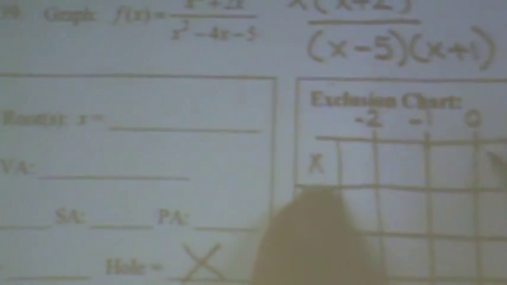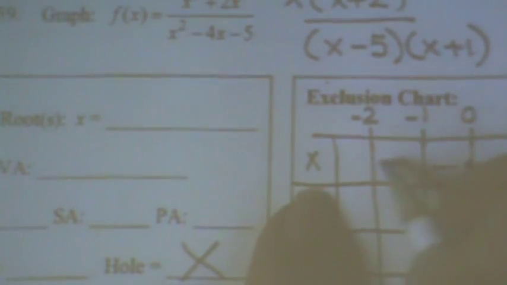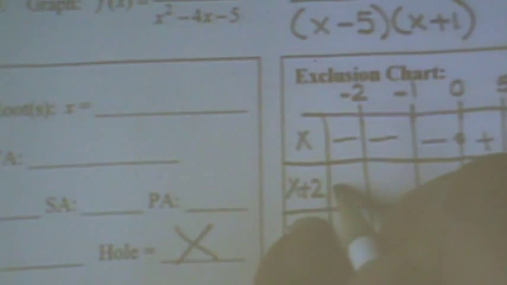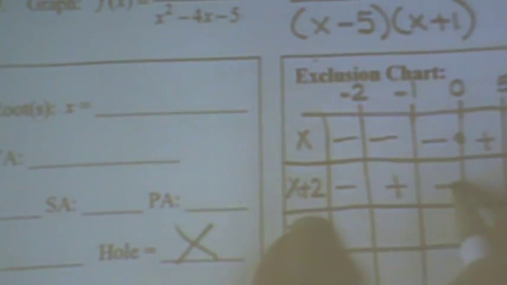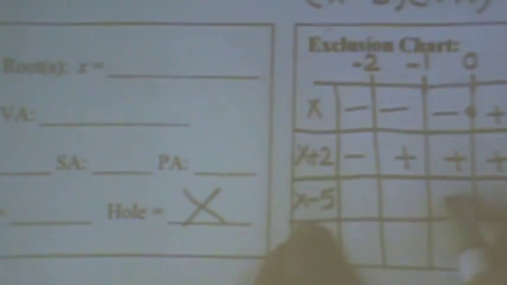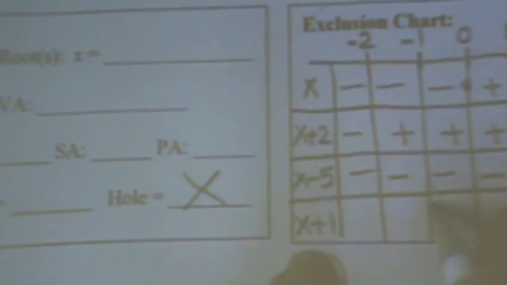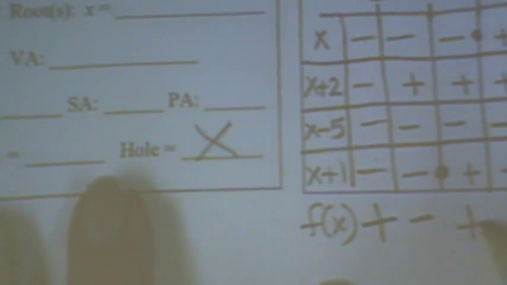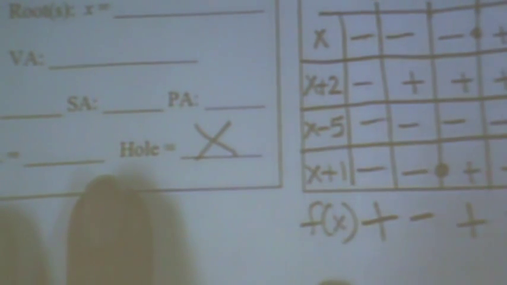Now this will be an easy exclusion chart. At 0, these will be negatives, and this will be positive. At x plus 2, we have a negative here, and these will be positives. 5 here, these are negatives, positive. -1, we've got negatives here, positives here, and then count 1, 2, 3, 4. Positive, negative, positive, 1 negative, negative, and positive.